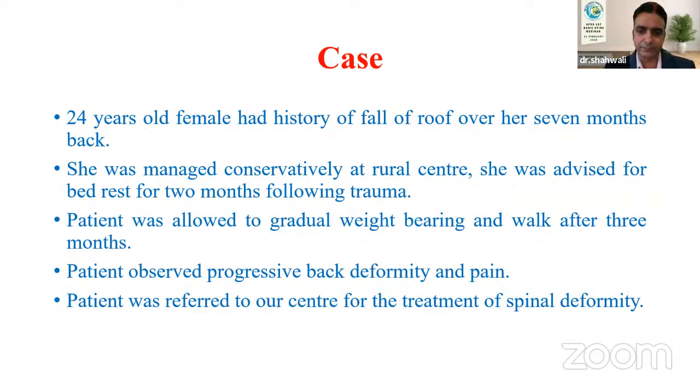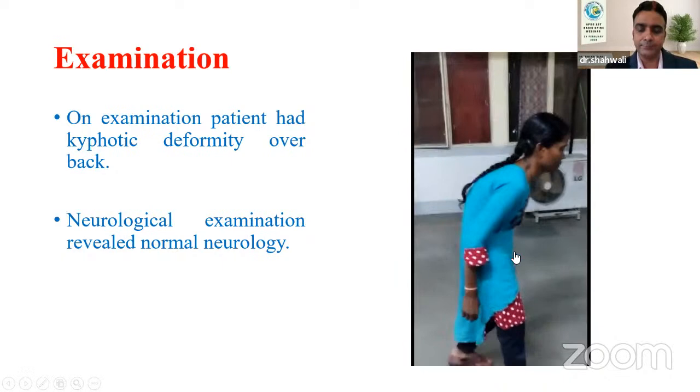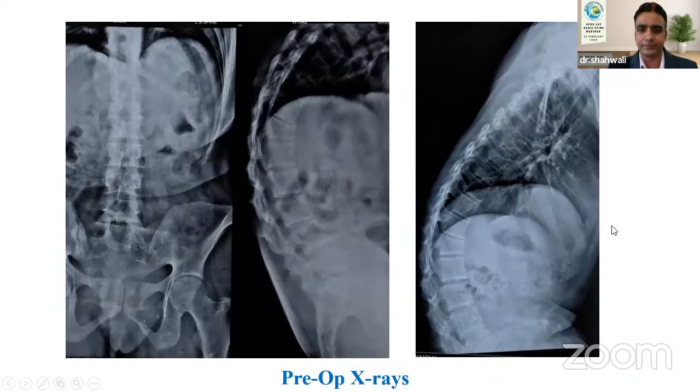Here is the patient. On examination, the patient has a kyphotic deformity over the back, but neurological examination revealed normal neurology. There was no neurological deficit. Regarding the gait, the patient is walking with a stoop posture, as we see, and this deformity is progressive. Presently the patient is also having difficulty lying down, even while sleeping. So she was referred to us for the treatment of this deformity.